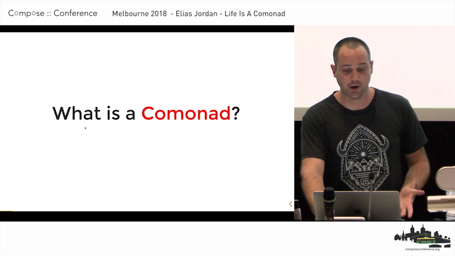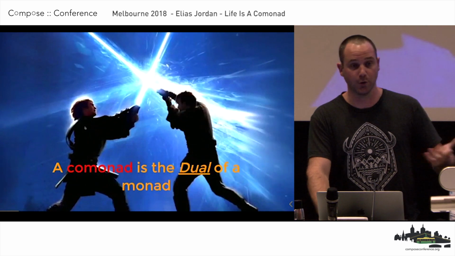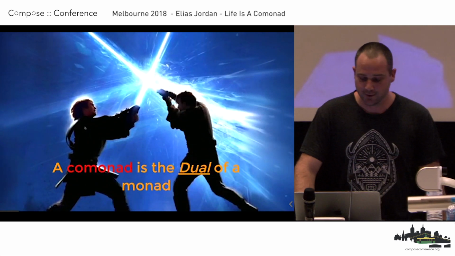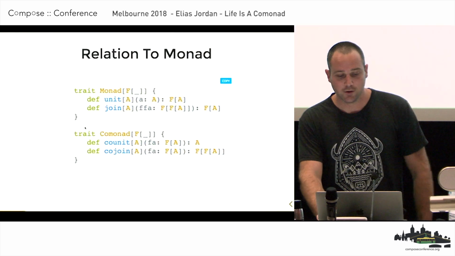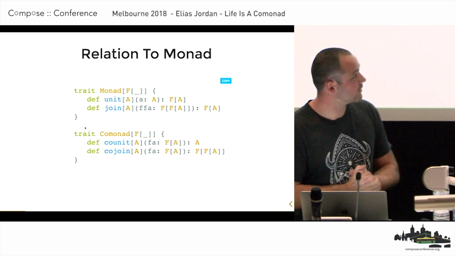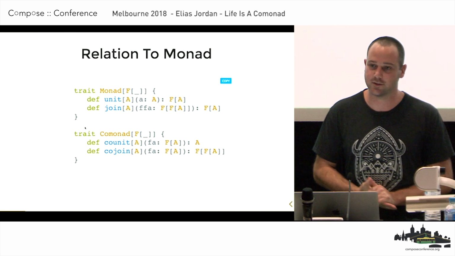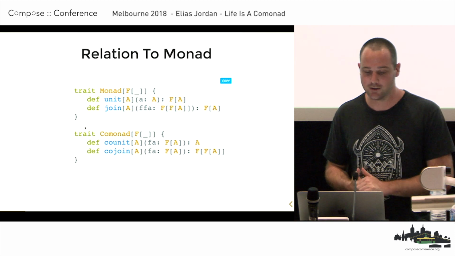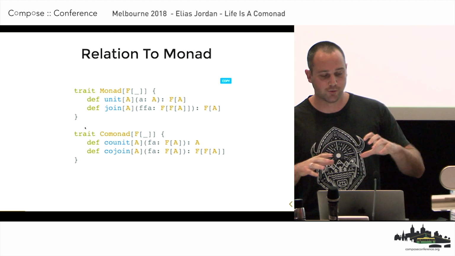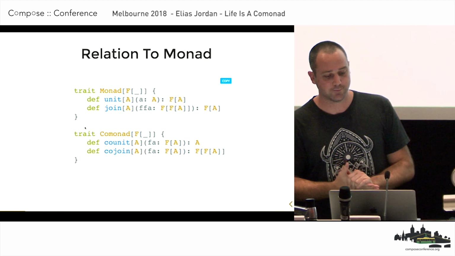So what is a comonad? It's the dual of a monad, obviously. So here we have some Scala syntax, I should have mentioned. All the examples in this talk are going to be in Scala. So in Scala, you define a type class with a trait like this.